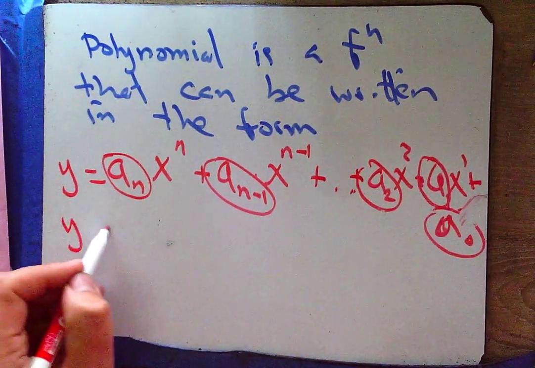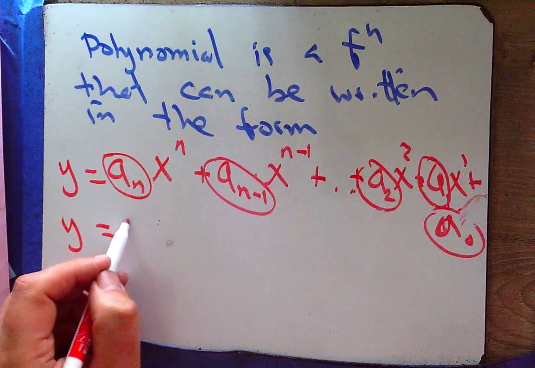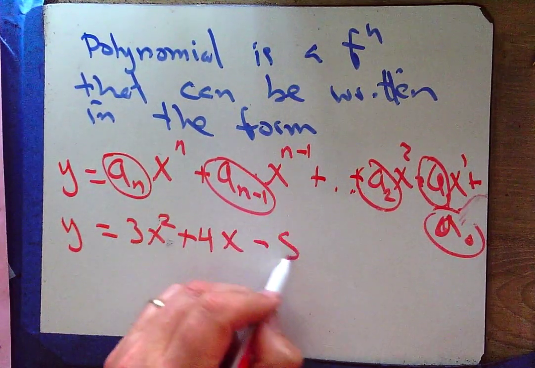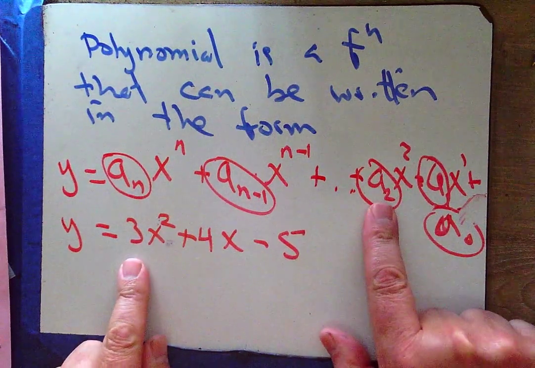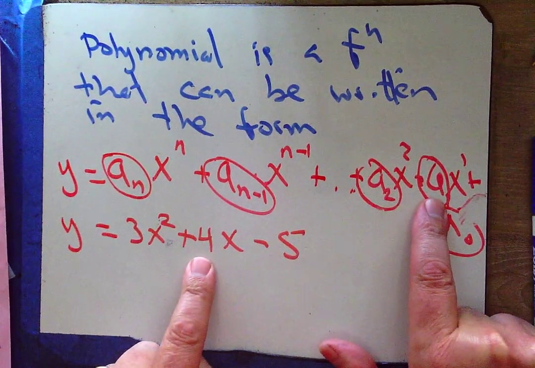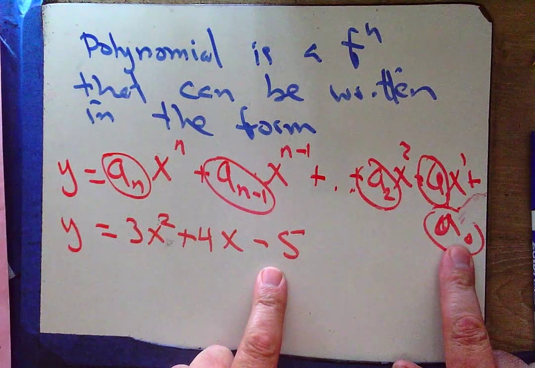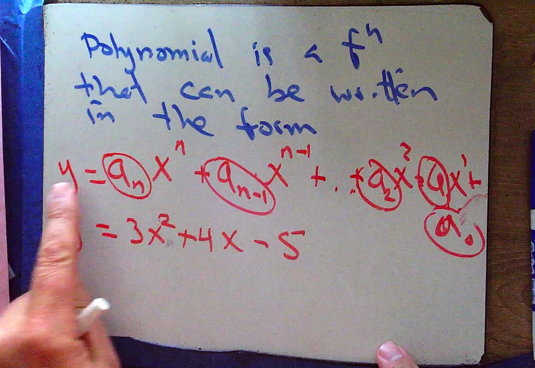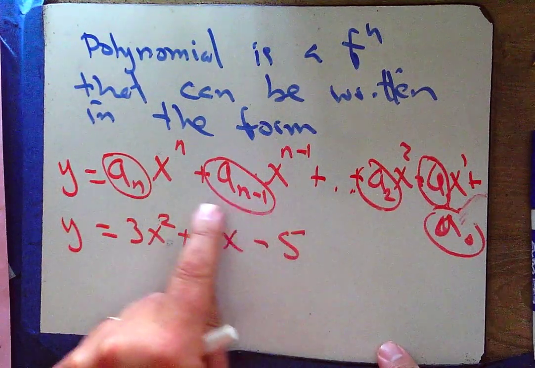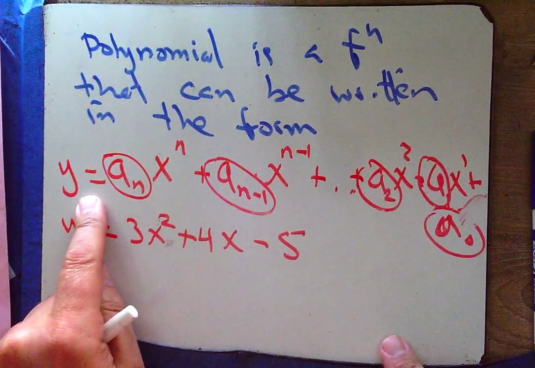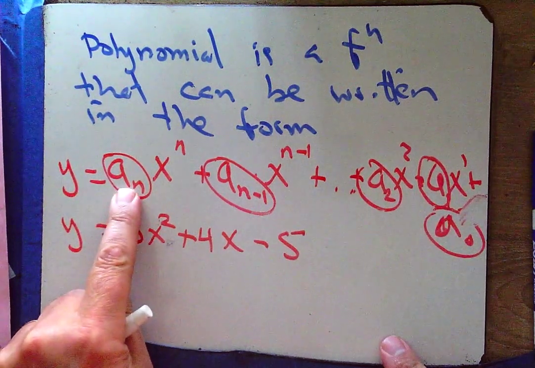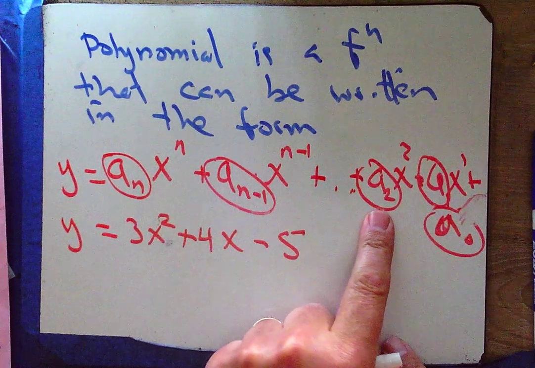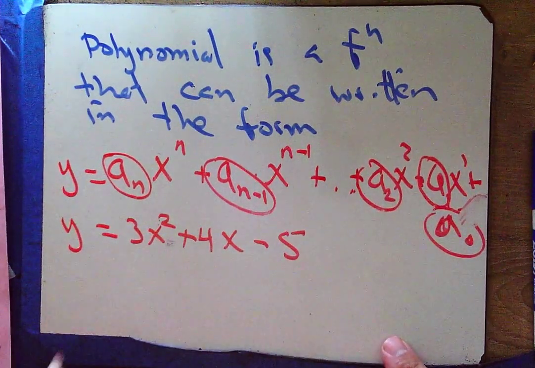And so when I see something like y equals 3x squared plus 4x minus 5, I think a sub 2 is 3, and a sub 1 is 4, and a sub 0 is 5. And so I think I've written it in that form. But wait a second, what happened to all these other terms? Well, what made them go away is I had a 0 here, and a 0 here, and a 0 in all those other terms until I got to that one. And so this is all that was left.